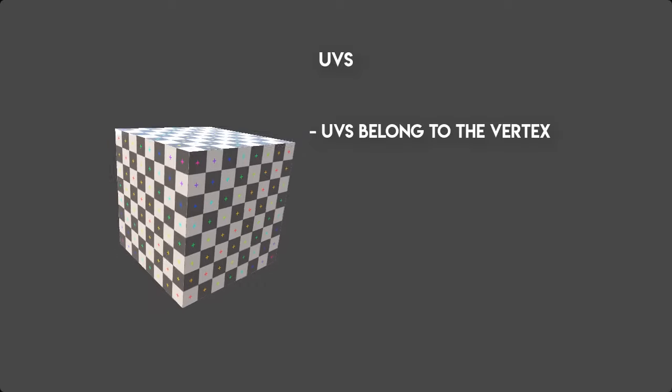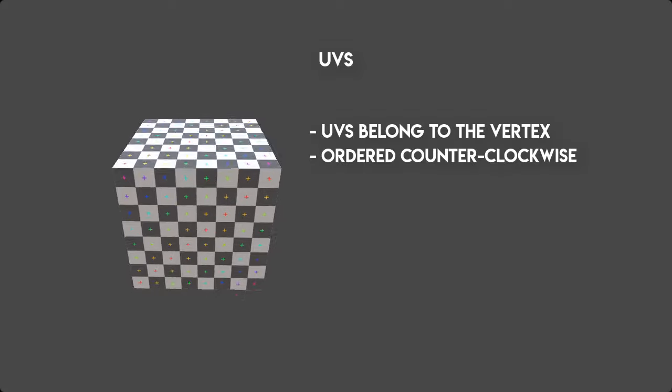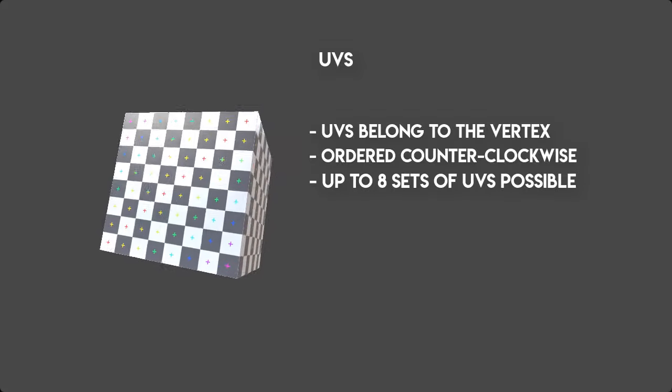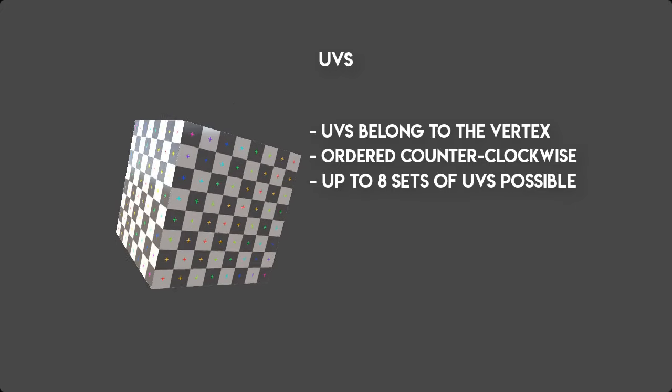It is also important to remember that UVs belong to each vertex and are always ordered in anti-clockwise order. A mesh can also have multiple sets of UVs, which usually happens when more than one texture is going to be applied to the mesh.